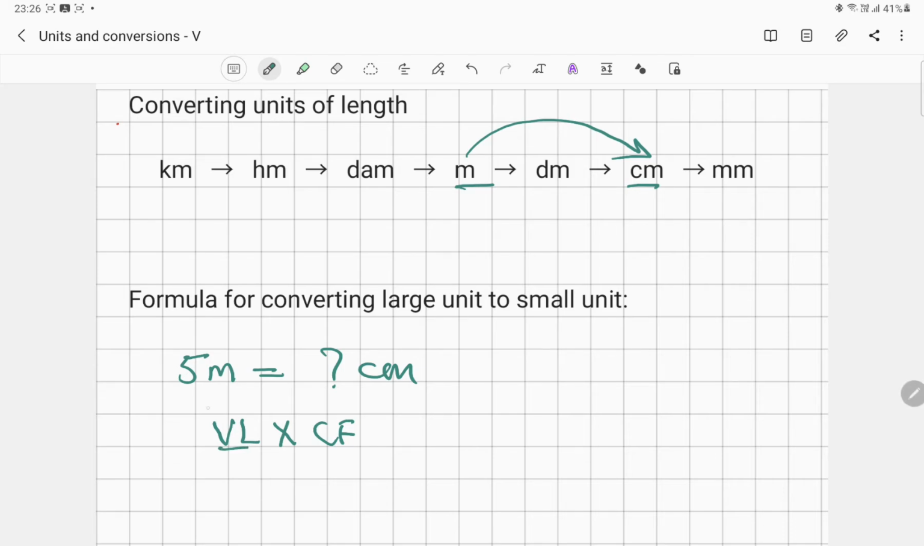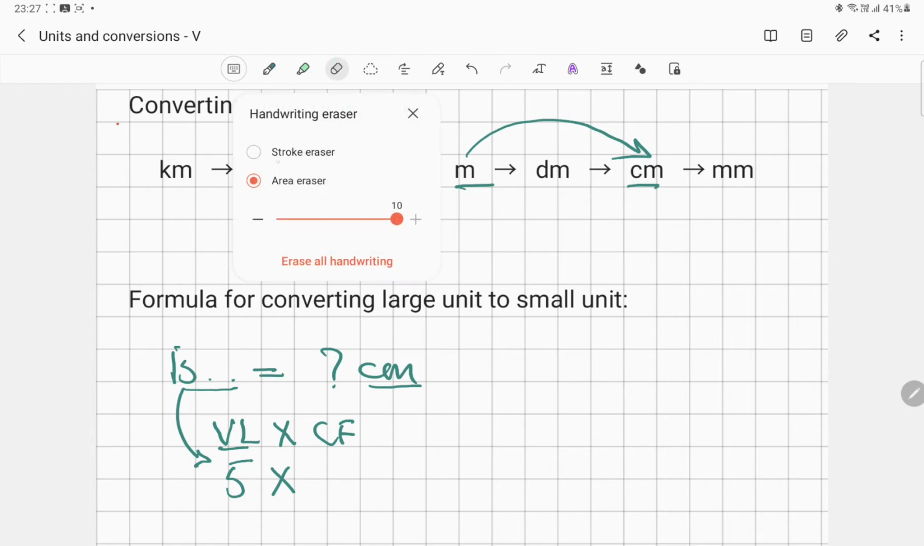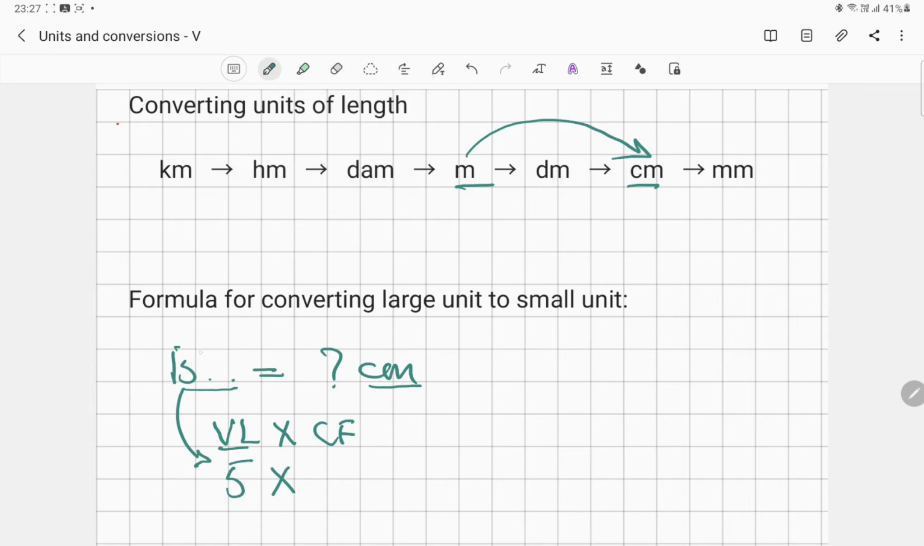So what is the value of the larger unit here? Meter is the larger unit, centimeter is the smaller unit. The value of the larger unit is 5, so we simply write 5 here. So let's write 5 times, and what is the conversion factor? Now, this part can be a little tedious and confusing for you. So let me write 5 meters here again. Now, how do we find the conversion factor here?